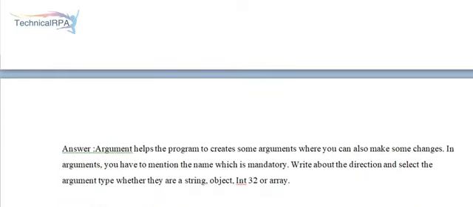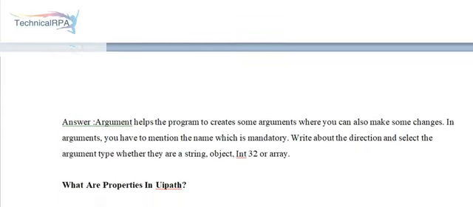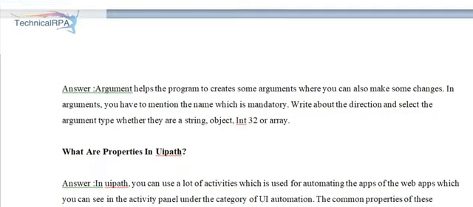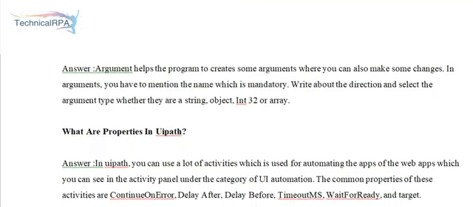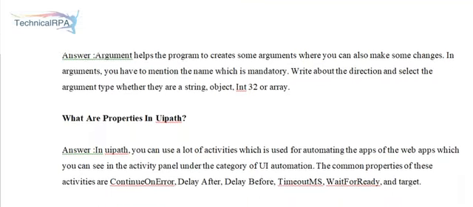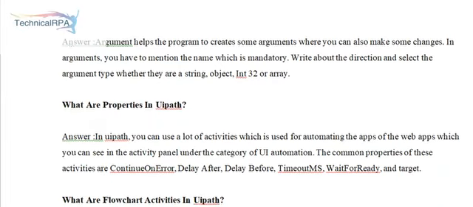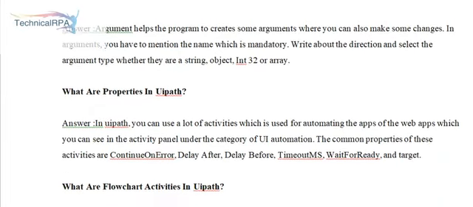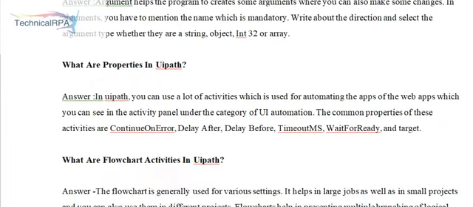What are arguments in UiPath? Answer: Arguments help the program to create some arguments where you can also make some changes. In arguments, you have to mention the name, which is mandatory. Write about the direction and select the argument type, whether it is a string, object, or Int32 array.